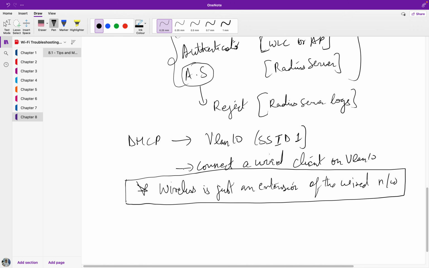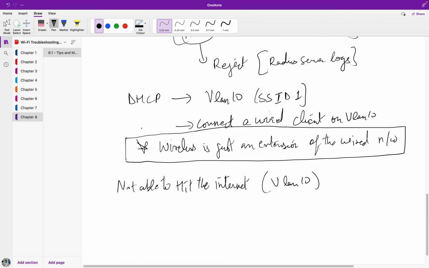Troubleshooting is all about isolation. If you do the isolation right, half the job is done. And the other one is: I'm not able to go on the internet, not able to hit the internet. Let's say again a VLAN 10 SSID, not able to hit the internet. What should we do?